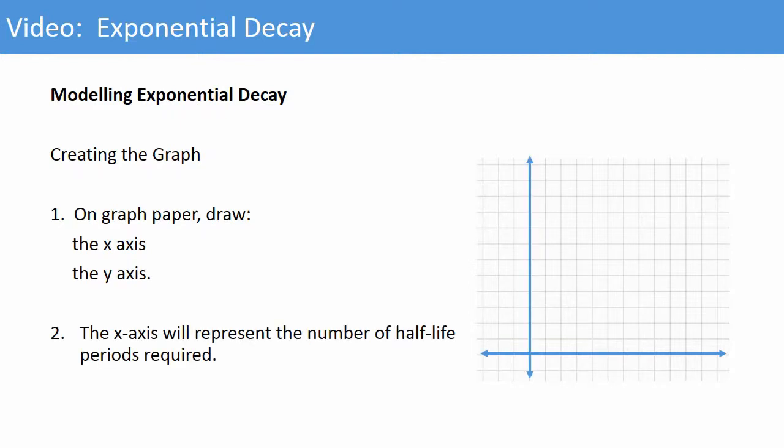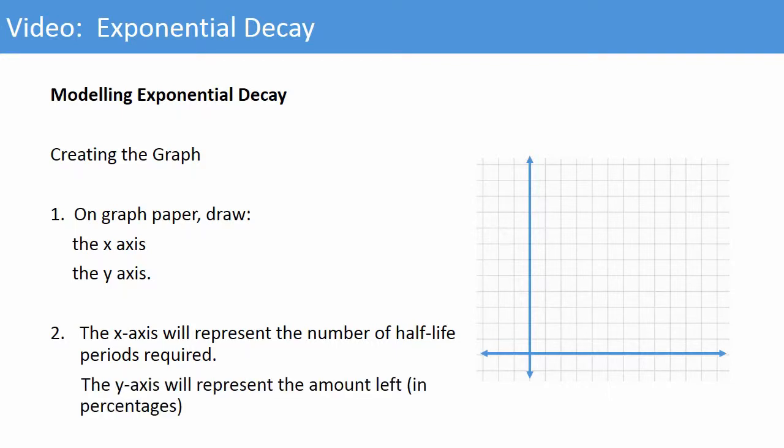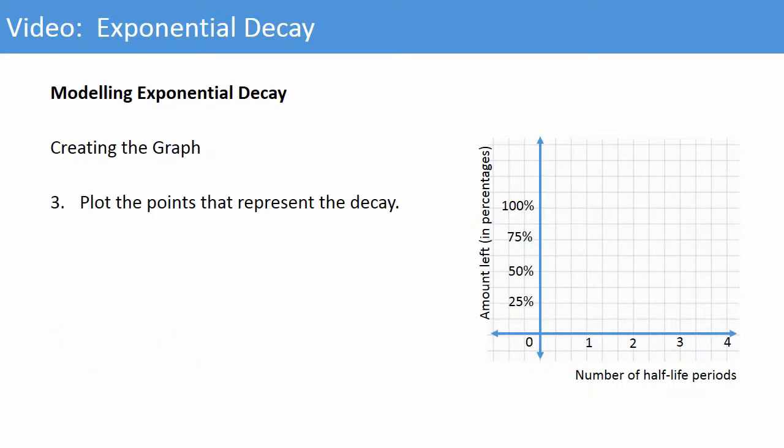Creating the graph. On graph paper, draw the x-axis and the y-axis. The x-axis will represent the number of half-life periods required. The y-axis will represent the amount left in percentages. Now, plot the points that represent the decay. At 100%, the number of half-life periods is 0.